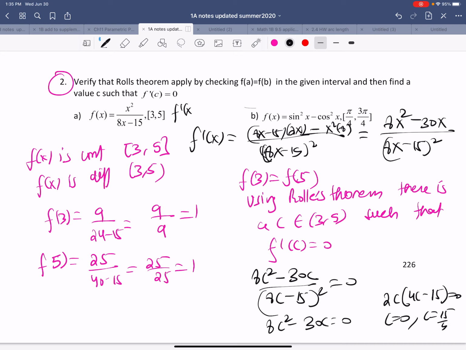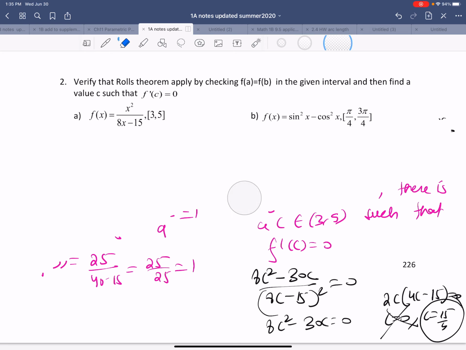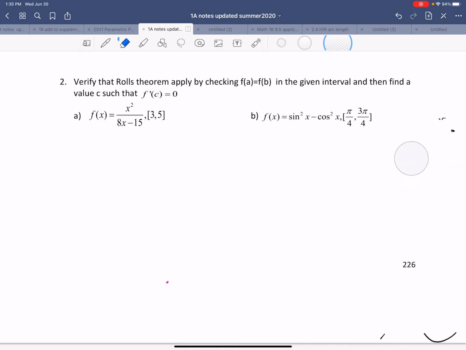Now 0 is not in the interval, but 15 over 4 would be. 15 divided by 4 is like 3 point something, and that's going to be in the interval. So c is equal to 15 over 4. That's the value of c we were looking for in this case. Okay, let's see part B here. For part B, I'm going to erase part A. That way I have more room to do part B. Okay, part B.